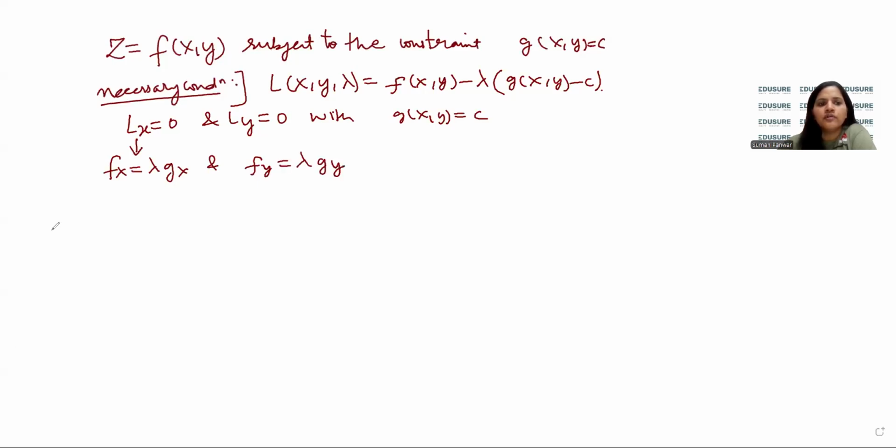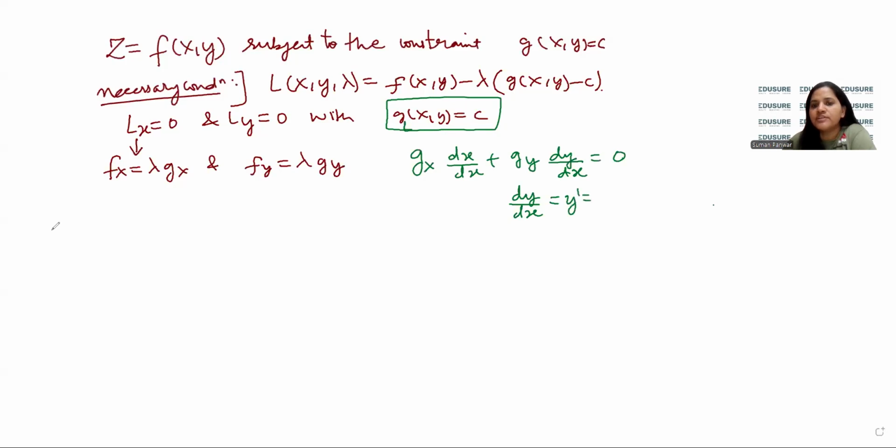Also, we assume that g(x,y) equals c because this constraint is given to us. So when we differentiate it with respect to x, we get the partial derivative of g with respect to x, dx by dx, plus the partial derivative of g with respect to y, dy by dx, equals 0. And from here, dy by dx, that was y dash, equals minus gx upon gy. So we have this, this, and this.